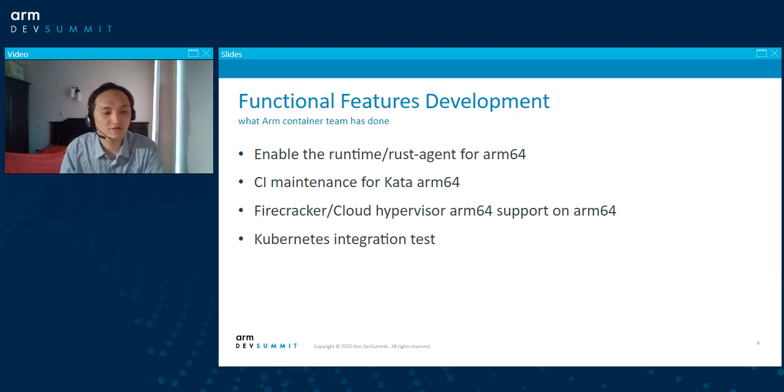This is the functional features list. What Arm containers teams have done. Firstly, we enable the runtime and the Rust agents for Arm64. We maintain the CI subsystem on Arm64 for Kata. We integrate the Firecracker and not only integrate the cloud hypervisor, but also enabled it on Arm64. And we finished the Kubernetes integration test with Kata Container.